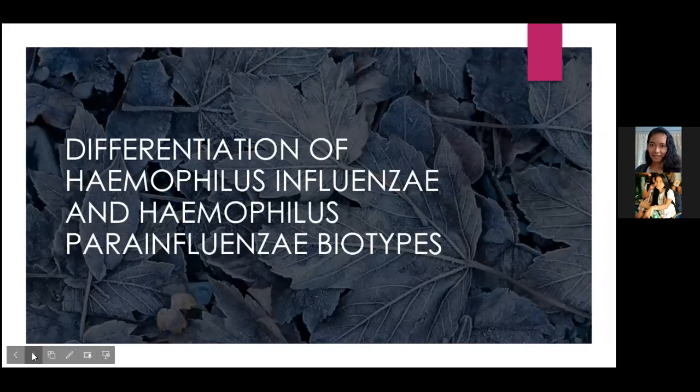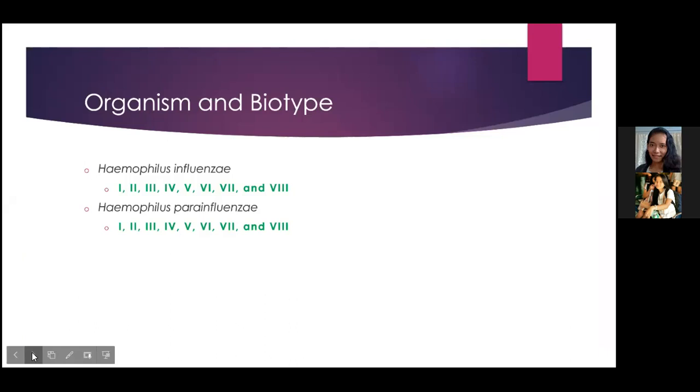Now let's have the differentiation of Haemophilus influenzae and Haemophilus parainfluenzae biotypes. These are the biotypes that belong to Haemophilus influenzae: biotypes 1, 2, 3, 4, 5, 6, 7, and 8. Haemophilus parainfluenzae is also the same. The biotypes that belong to this organism are biotypes 1, 2, 3, 4, 5, 6, 7, and 8.